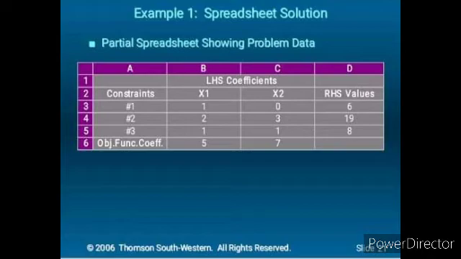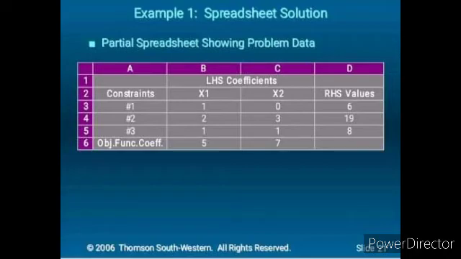LHS coefficient of variable 2 is 0 for constraint number 1. LHS coefficient of variable 2 is 3 for constraint number 2. LHS coefficient of variable 2 is 1 for constraint number 3. And LHS coefficient of variable 2 is 7 for the objective function coefficient.